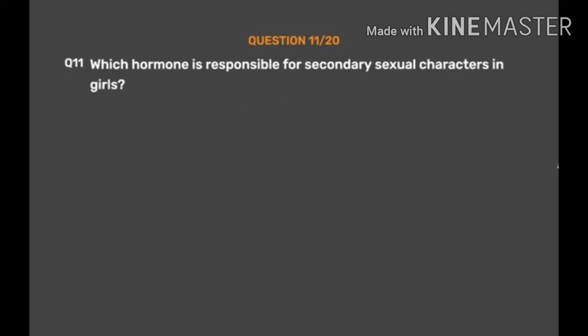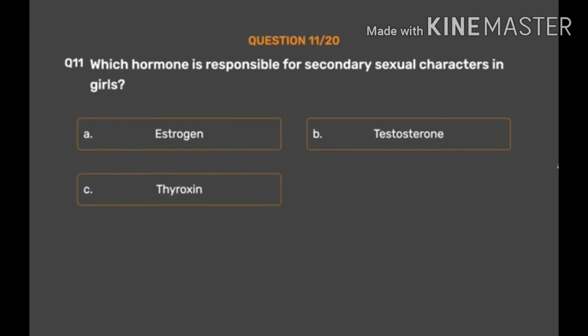Question number 11. Which hormone is responsible for secondary sexual characters in girls? Option A, estrogen. Option B, testosterone. Option C, thyroxine. Option D, adrenaline. The correct answer is option A, estrogen.